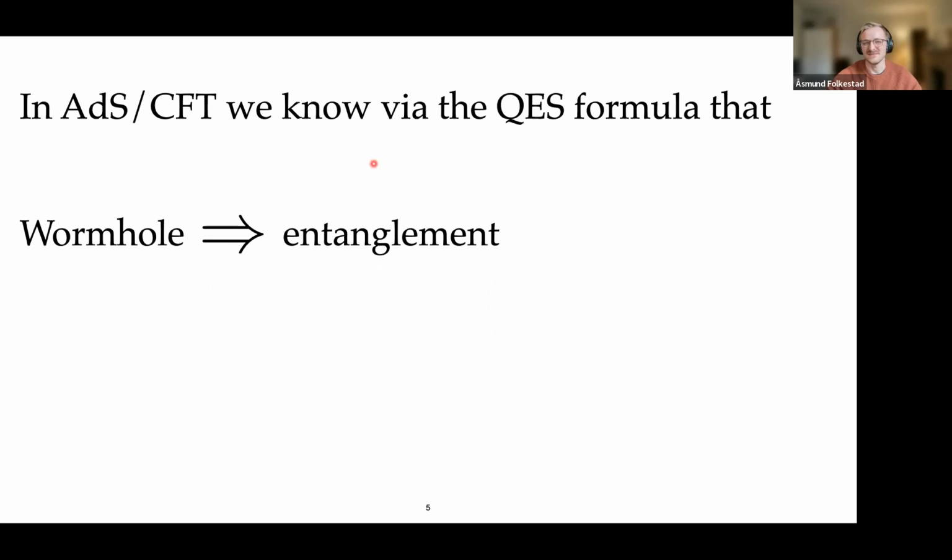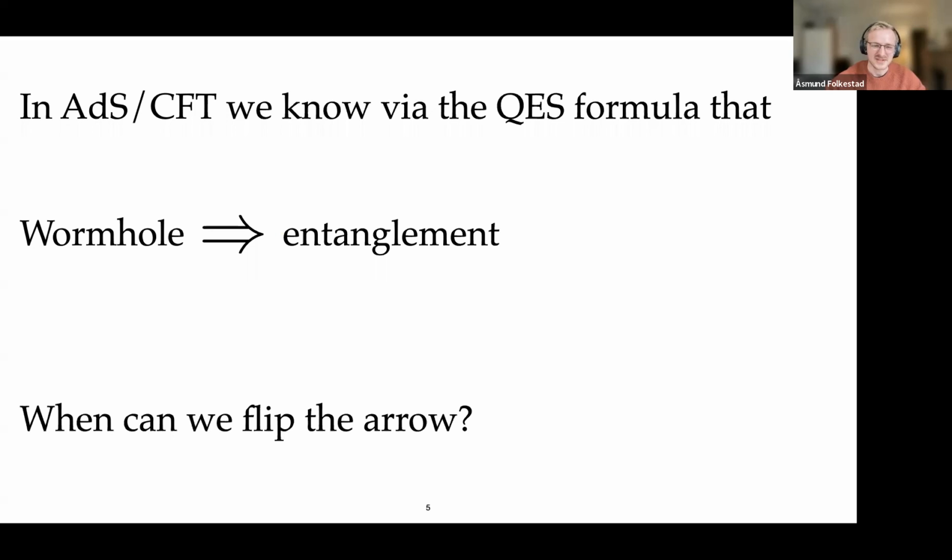And more generally, in AdS/CFT, we know via the QES formula that a wormhole always implies entanglement. We're going to talk a lot more about the QES formula, but if you just try to evaluate it in any wormhole spacetime, you will see that the entanglement between the two CFTs will be non-zero. But an interesting question is, when can we flip the arrow? If we have entanglement, do we have a wormhole? How can we tell? We expect that there have to be some situations where we can flip the arrow, because the slogan isn't ER implies EPR.